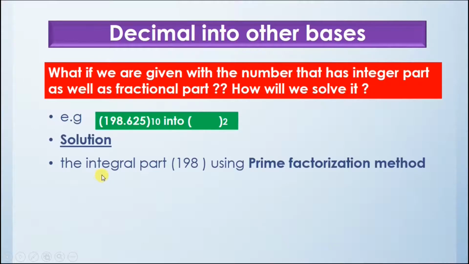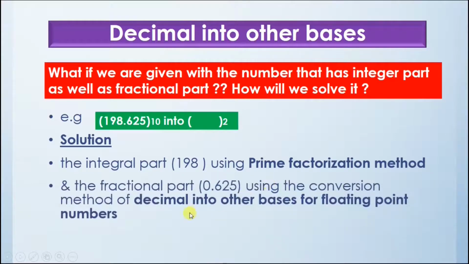So we will solve it in the following way. We will take the integer part. For example, in case of this number, we will take 198 and we will solve it using which method? That is the prime factorization method. Once done, then we will move ahead and we will solve the fractional part 0.625 using the conversion method of decimal into other bases for floating point numbers.